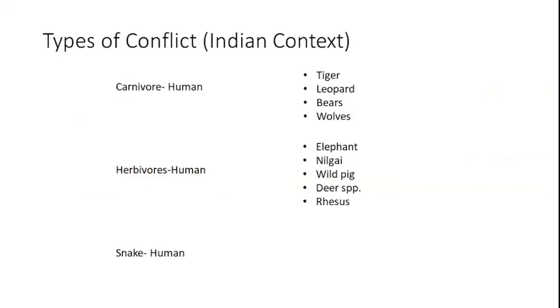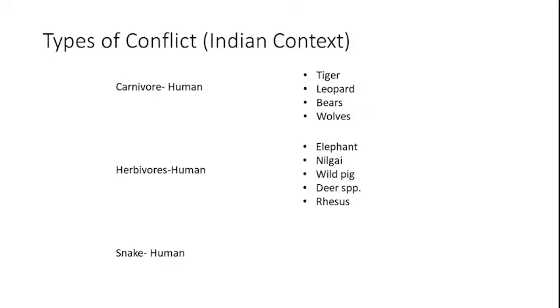So what are the types of conflict, especially in the Indian context? The largest, the most important in terms of news coverage, in terms of publicity or negative publicity: carnivore-human conflict takes the maximum space, and amongst the carnivore-human conflict, tiger is the maximum. Because on the one hand, the government spends so much money on tigers for the conservation of tigers, and therefore anything that happens to a tiger comes in the news.